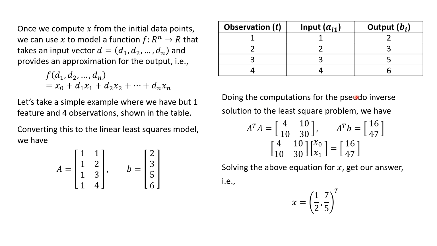Then we do the computations for the pseudo-inverse. You recall we had to compute A transpose A, which is this, then A transpose b, which is this here. This gives us a set of 2 equations and 2 unknowns. I'll leave out the details, but when you solve it, you get this vector x, 1/2, 7/5, and I'm taking the transpose since it needs to be a column vector. Okay, let's continue on the next slide.